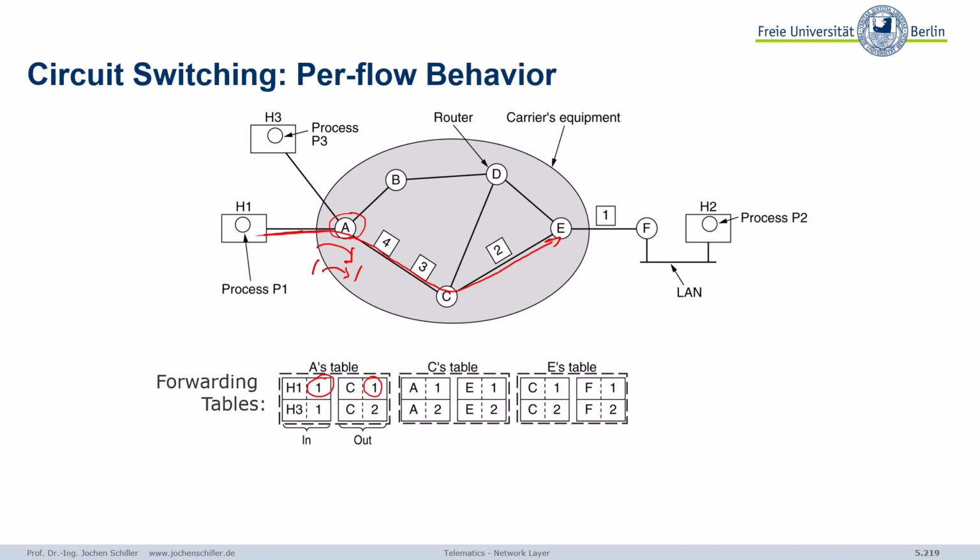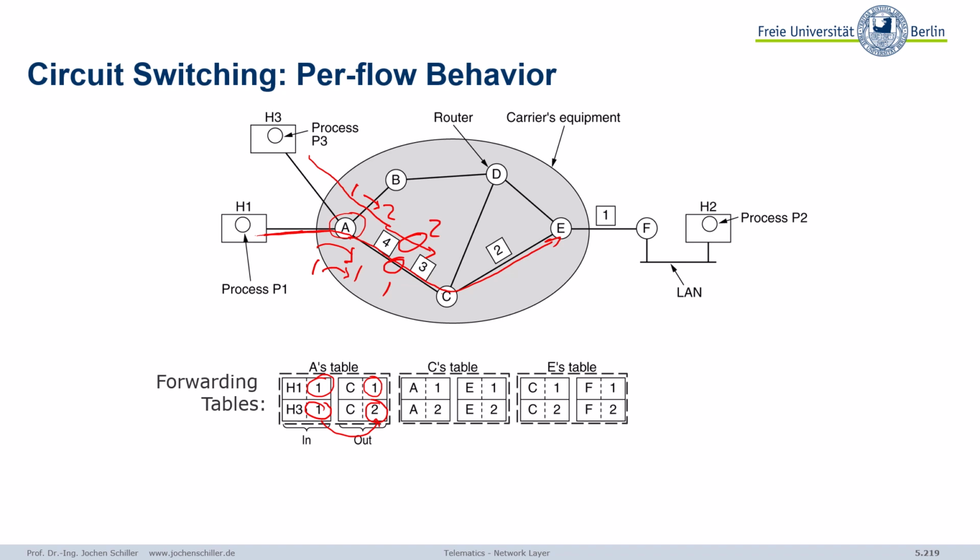Well, yes, because now look at the second flow. The second flow coming from H3, coming in also here labeled with label 1, also sent towards C, but in this case we map the label to 2. Why? We can now differentiate those two traffic streams. One has label 2 and one has label 1. And maybe we can treat them differently. That's one of the things we can do.